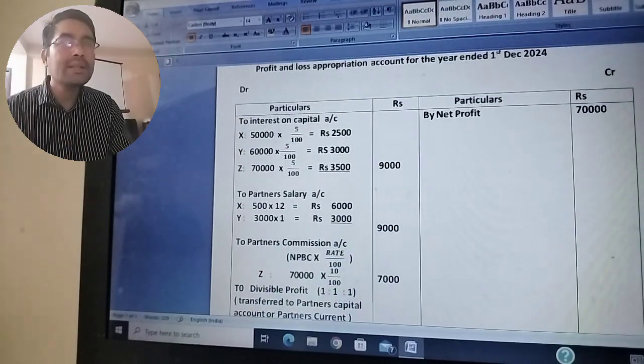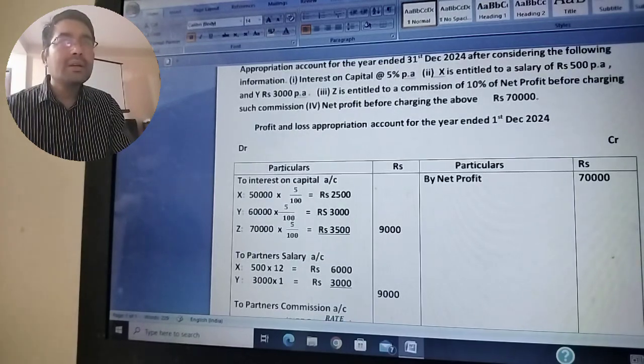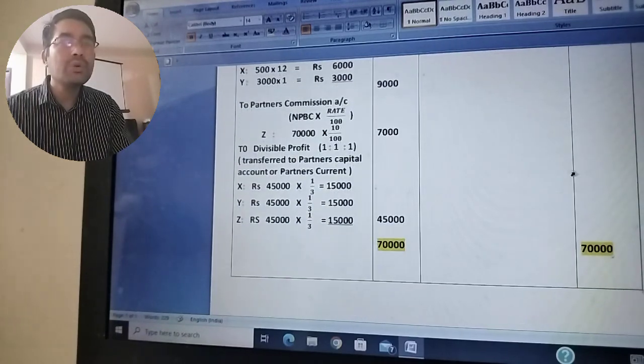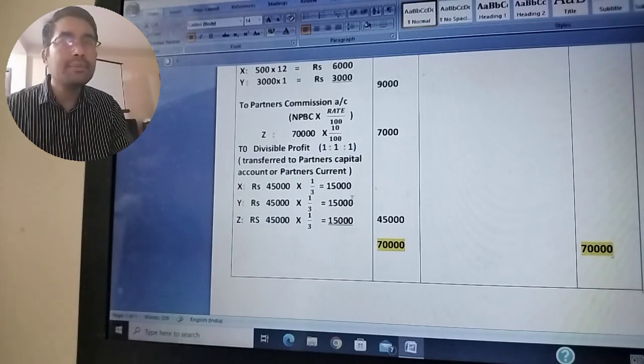And the other part is Z is entitled to commission of 10% on net profit before charging such commission. Now the question is of Z's commission.